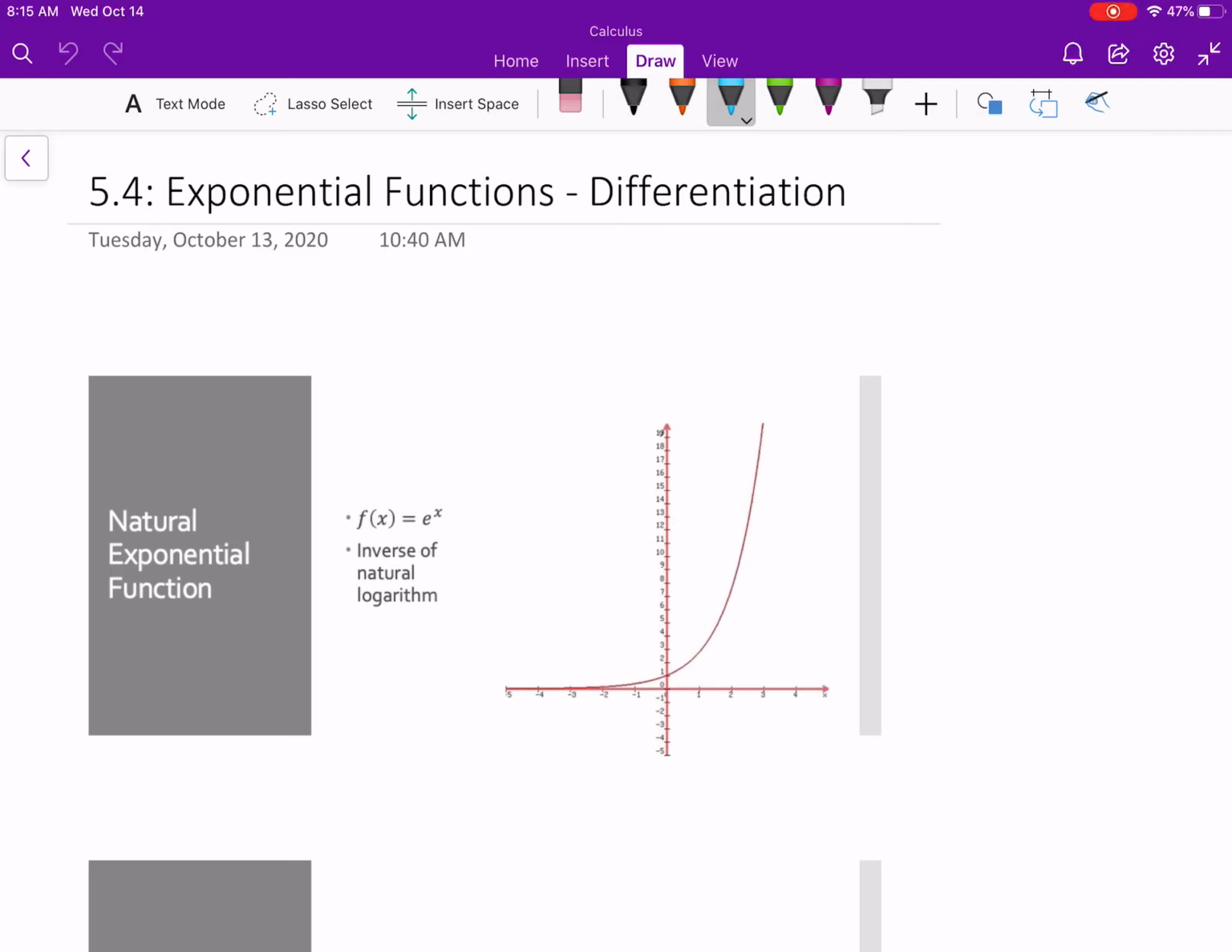This is section 5.4, exponential functions, differentiation. So the natural exponential function is f of x equals e to the x. This is the inverse of the natural logarithm that we talked about last time. We said logarithms are the slowest growing, so naturally exponentials are going to be the fastest growing because they are opposites.